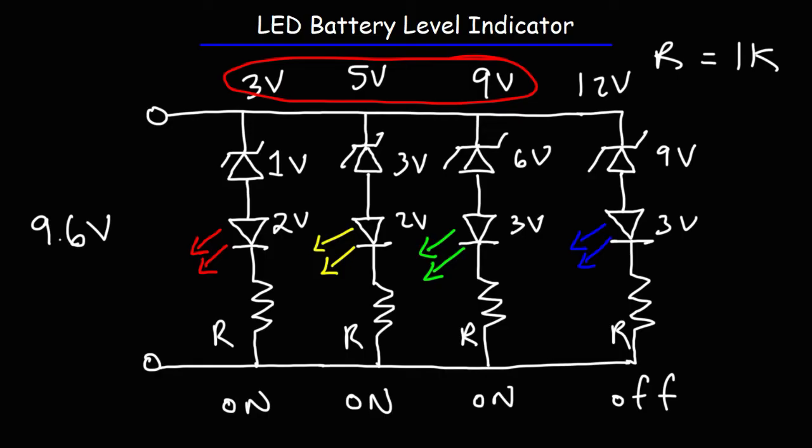Based on how you design the circuit, you can set the value such that certain LEDs will be on for a given applied voltage while others will be off. Now, this is not the only type of battery level indicator that you can make using LEDs. You can make one using LEDs and resistors without Zener diodes. And here is a circuit that will demonstrate how to do that.